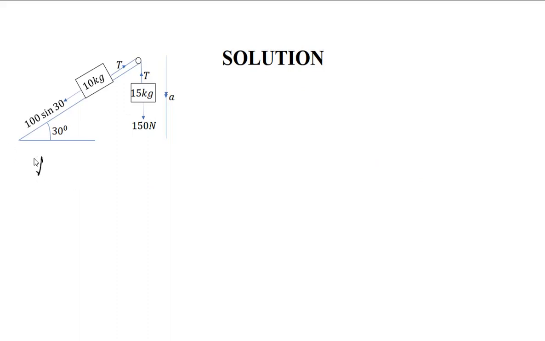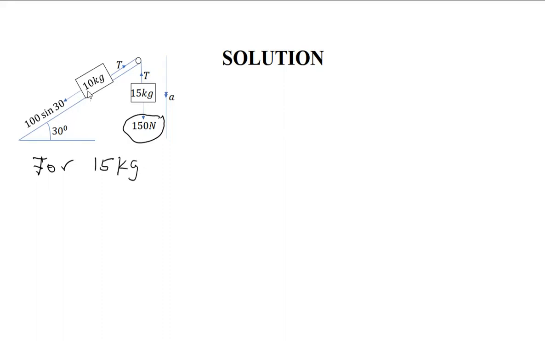The body of mass 15 kg. The body of mass what? 15 kg. Now the weight on that body is what? The weight will be 15 times 10, that is what? 150. Now, since the plane is smooth, frictional force is 0.